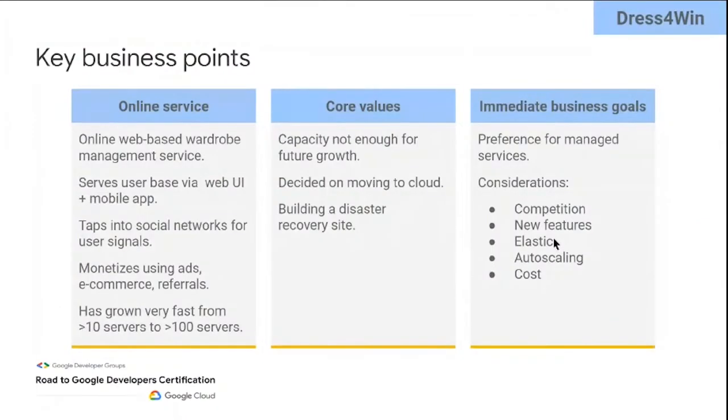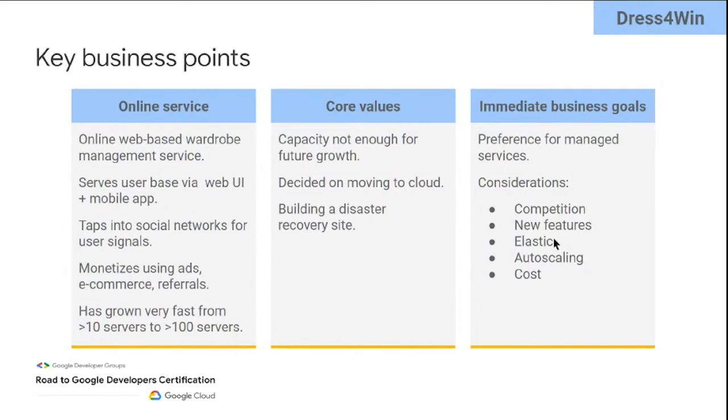Their business is as an online web-based wardrobe management service. They have a web UI, a mobile application, and a social network of some sorts. They monetize with ads and e-commerce referrals and stuff. They've grown from 10 servers to over 100 servers. They're seeing some issues because the capacity for handling this future growth is not enough.